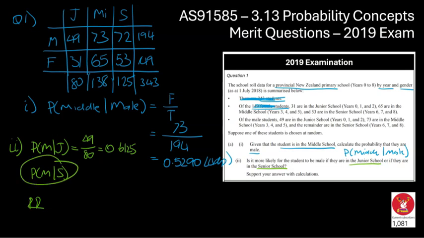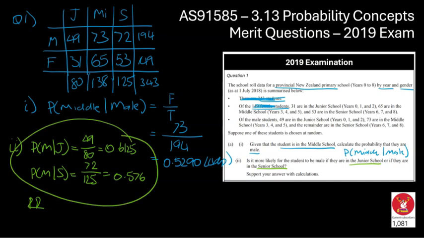We now need to repeat the same for the males who are in the senior school. So same thing, my denominator is going to be the total number of senior school students, which is 125. And of these 125, we know that 72 of them are going to be males. So we've got 72 over 125. And plugging that into my calculator, I'm getting 0.576. Again, no need to round that because it's the exact number. Now I've got my two conditional probabilities.